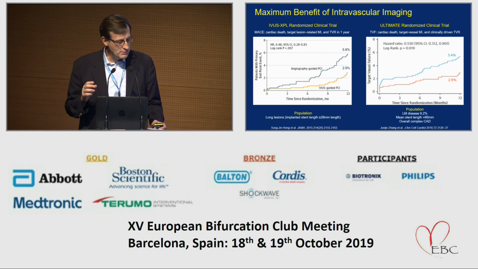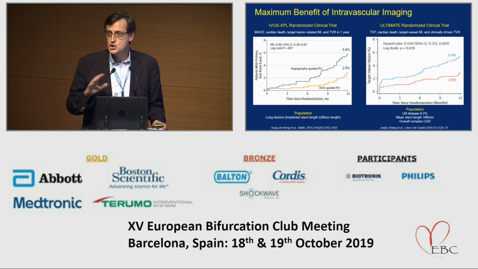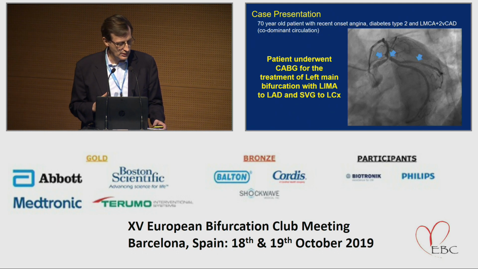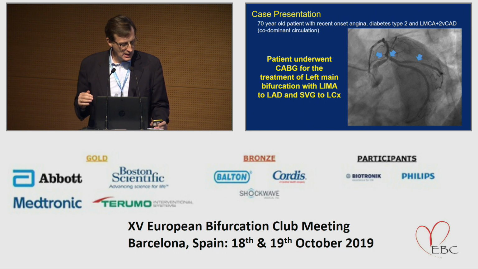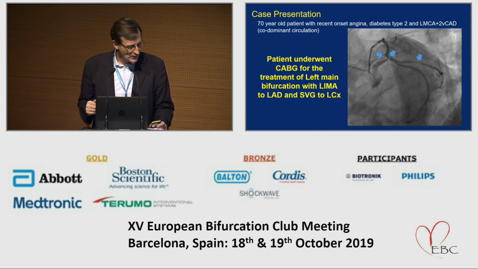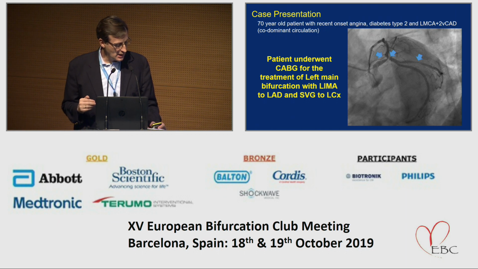And indeed, the maximum benefit of intravascular imaging is in general evident from other studies as well. That's an example of people who did or did not use an intravascular ultrasound, and you can see either in the IVUS Excel and in the ultimate randomized trial there was some benefit. So as far as my case presentation, and I only have the still frames in order to gain some time here, no movies, in this experienced audience.